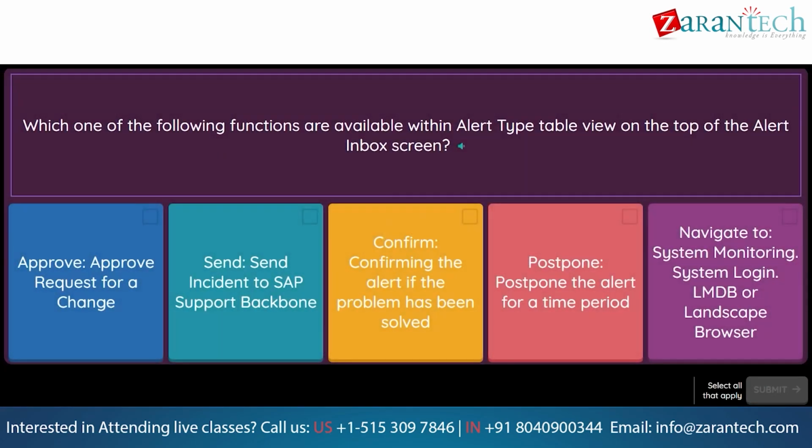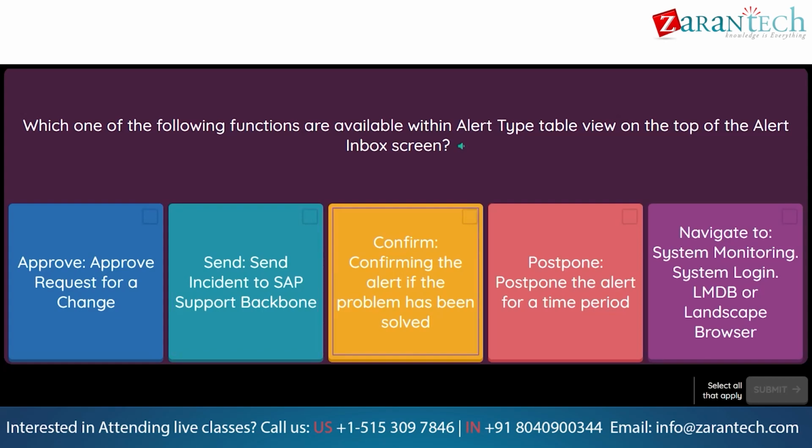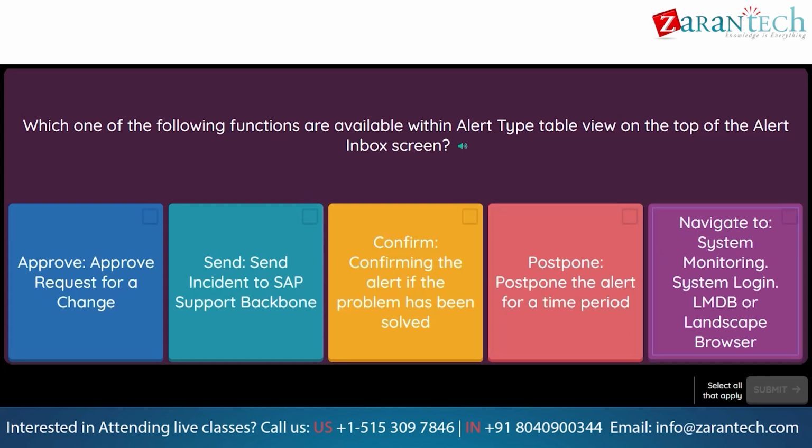Question: which one of the following functions are available within Alert Type Table view on the top of the Alert Inbox screen? Option 1 Approve request for a change. Option 2 Send incident to SAP Support Backbone. Option 3 Confirming the alert if the problem has been solved. Option 4 Postpone the alert for a time period. Option 5 Navigate to System Monitoring, System Login, LMDB or Landscape Browser.